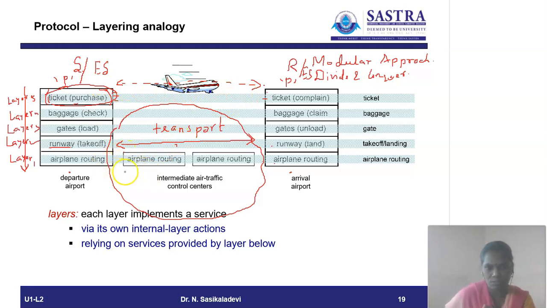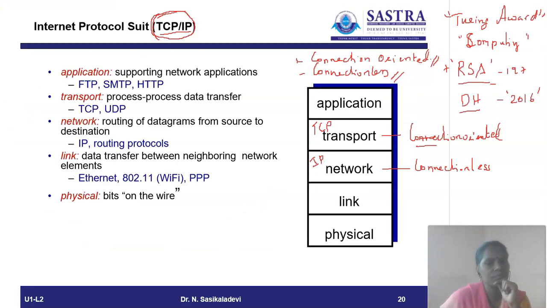Whenever the packet moves from one end to another end, it passes through different nodes. So in this area, it is connectionless. So connectionless network service, connection oriented transport service. That's why it is known as the TCP IP protocol. Even though we have various protocols in the application layer, link layer, and physical layer, we have taken two protocols combined together, and that itself is named the internet protocol. So TCP IP provides connection oriented transport service and connectionless network service.